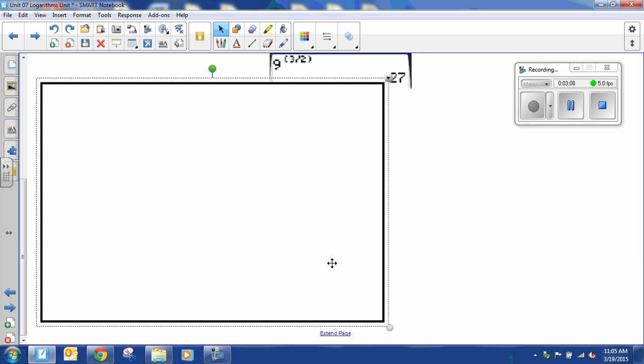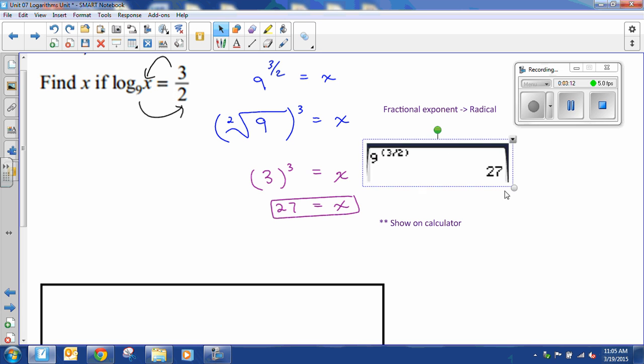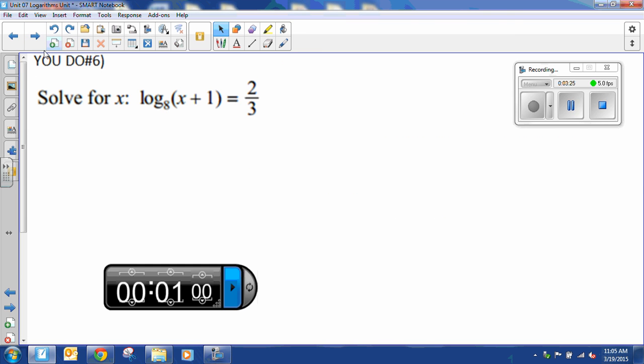Now on the calculator, you could achieve the same result by plugging in 9 to the 3/2 power and just getting 27 that way. So remember, when you take the fractional exponent of a number, you must put the fraction in parentheses. Very important.